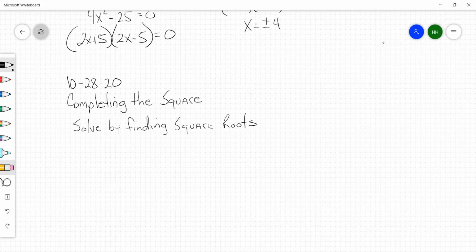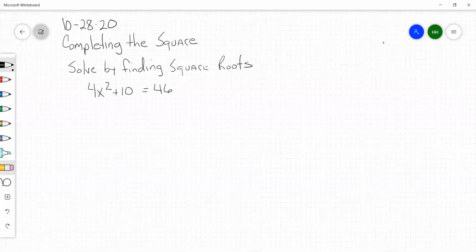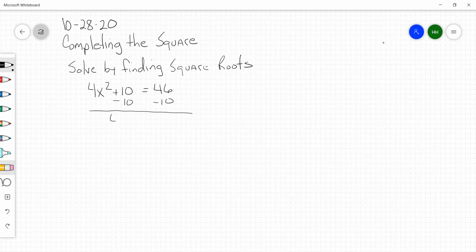And here's what we got: 4x squared plus 10 equals 46. All right, so this is kind of a little bit similar to what we just did. Okay, you got a 4x squared, but you got a 10 and you got a 46, and neither one of them have an x after them. So if you start by subtracting 10 from each side, you get 4x squared equals 36.